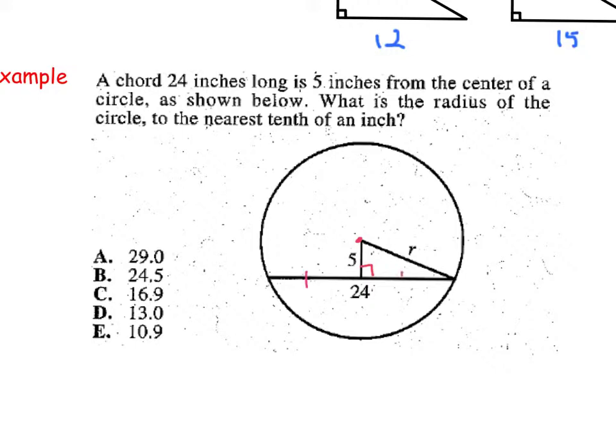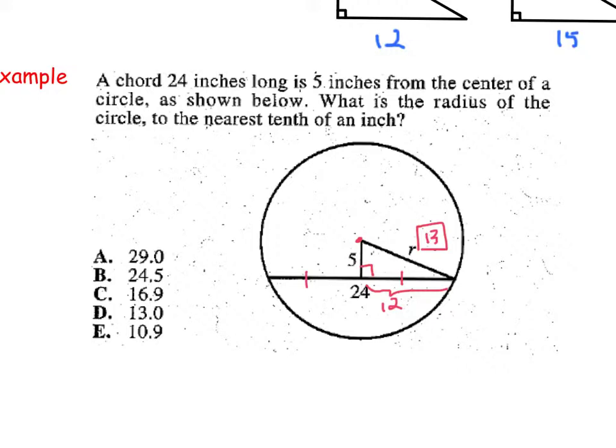So when you see that, one of the common things from geometry is that any line from the center perpendicular to a chord bisects the chord. So therefore you know that this piece is 12. So this creates a 5, 12, 13. So if you know your triples, you should know that that part is 13 right away.